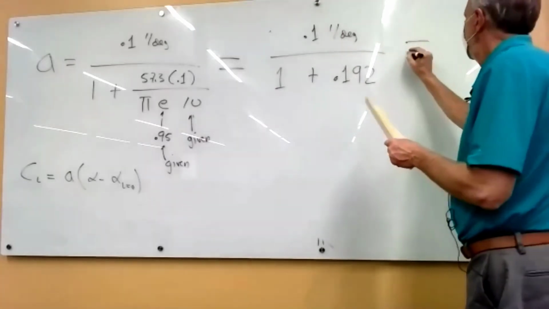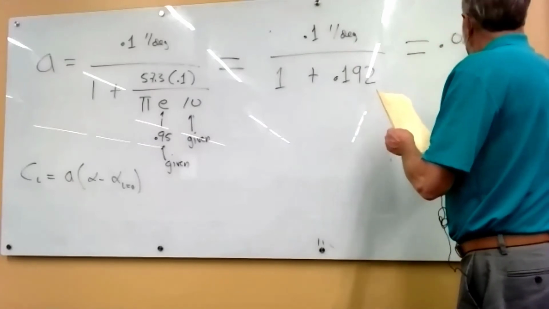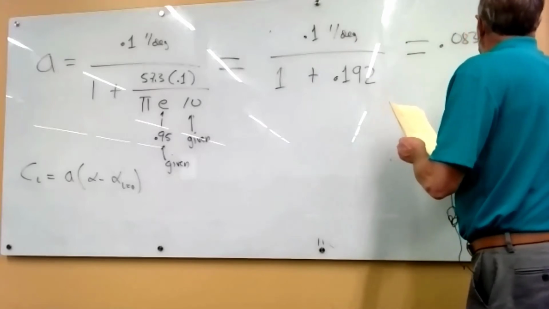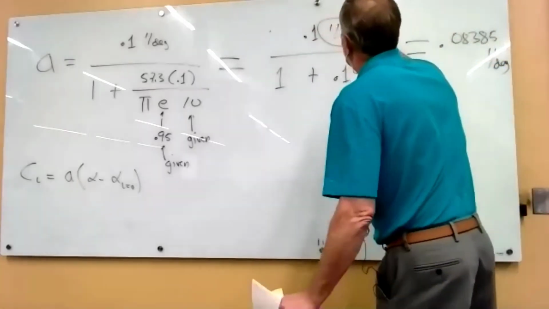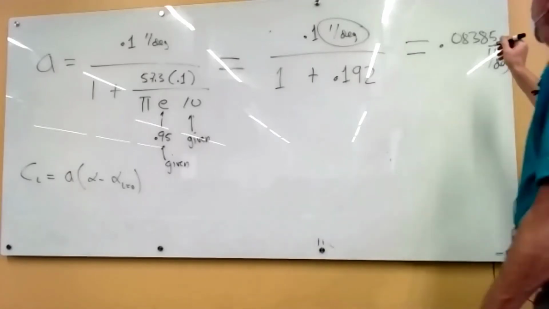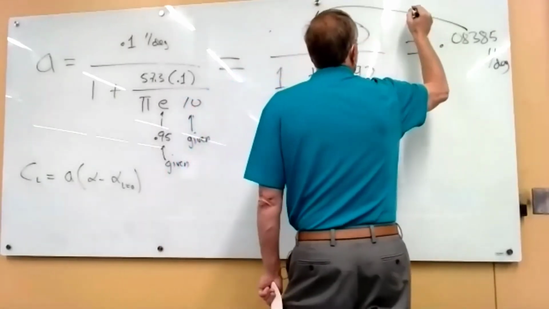And then punch out the whole thing. You should get 0.08385. And the units are per degree because the units up here were per degree. Really big clue, hint, sanity check is what it's called. If this number ever turns out to be bigger than that number, there's a problem.